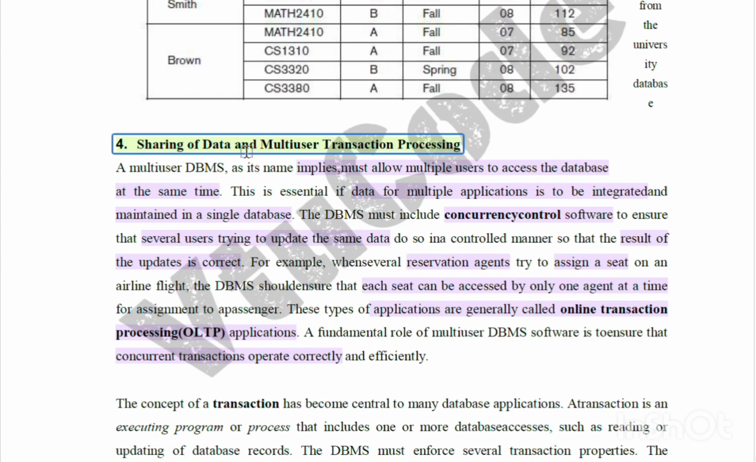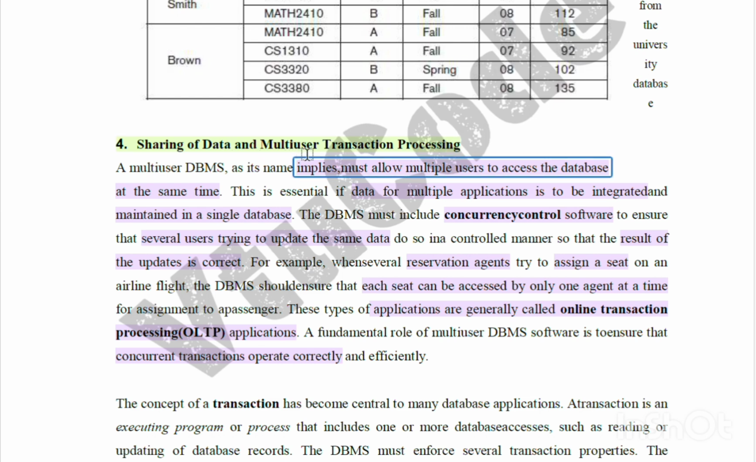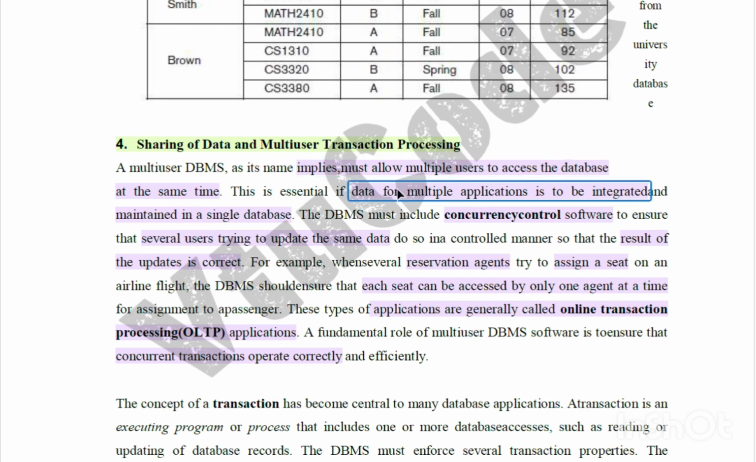The fourth and main characteristic of a database is sharing of data and multiple-user transaction processing. It implies that a database must allow multiple users to access the database at the same time. If data for multiple applications is to be integrated and maintained in a single database, it should include concurrency control software.